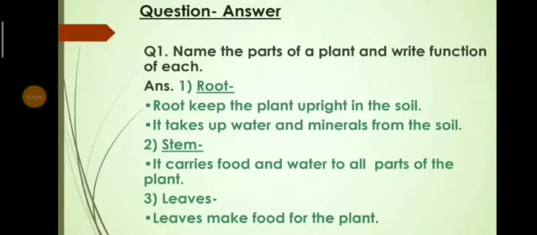Question answer. Name the parts of a plant and write function of each. Root. Root keeps the plant upright in the soil. It takes up water and minerals from the soil. Stem. It carries food and water to all parts of the plant. Leaves. Leaves make food for the plant.